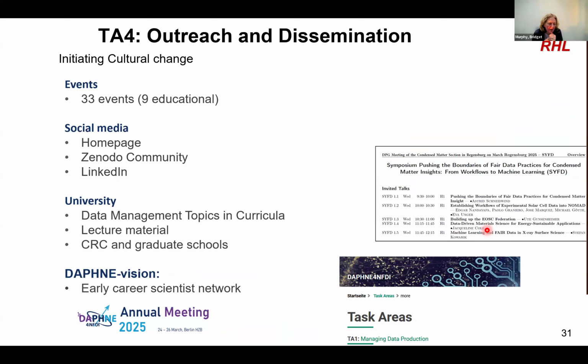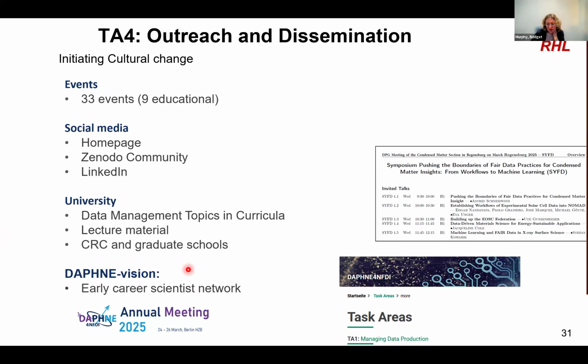And to make all this happen, we have to do a lot of outreach. For example, we had 33 events in the last year. You can find us on LinkedIn. We don't have X. We are trying to get into the universities. For example, we have data management topics in the curriculum. I hold a master's course on data management at Kiel. We have similar things at KIT and in Siegen. We provide lecture material for our colleagues who wish to do the same.